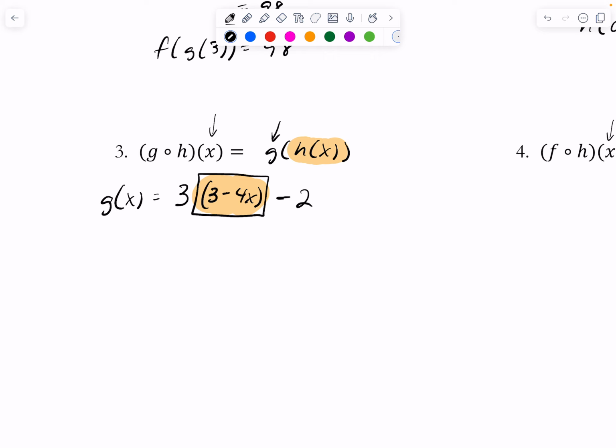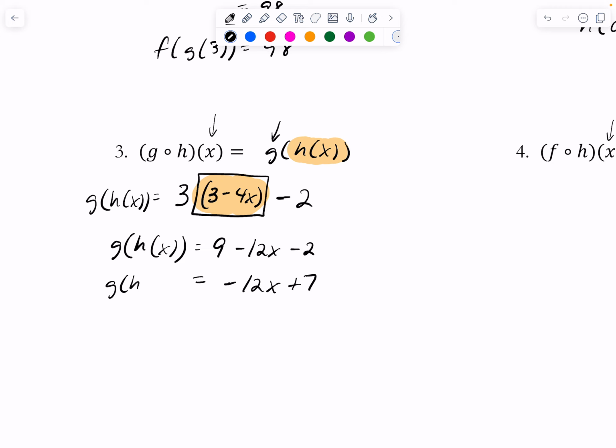But this process here for 3 and 4 is the process of function composition. So now I have g of h of x, right? Because I plugged in, I should make this correct here. So this is really g of h of x, right? Plugging in that function as the input. Distribute the 3, you get 9 minus 12x minus 2. So writing this and combining like terms is going to be negative 12x plus 7. So that whole thing is g of h of x.